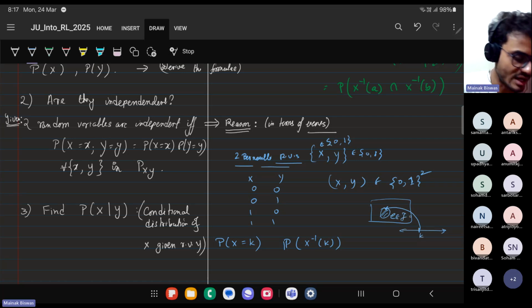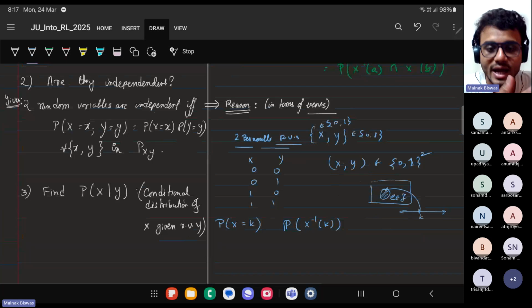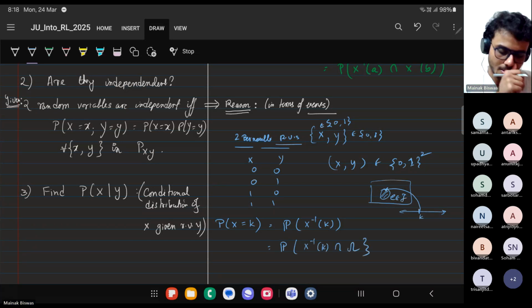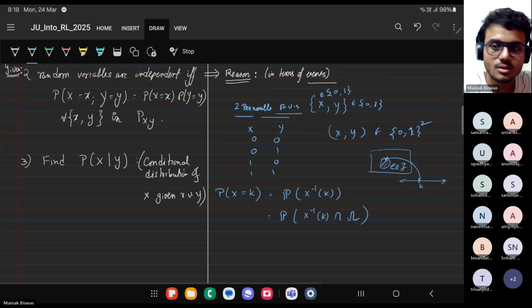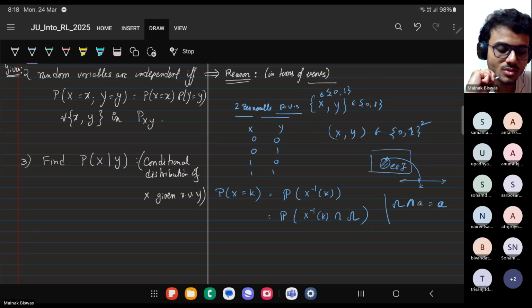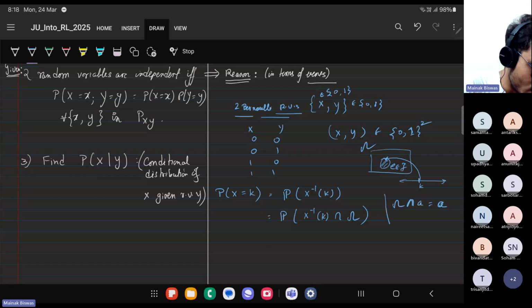Fine. So now I have to introduce a y. That's what I'm trying to say. So if I introduce a y, can I write this as x inverse of k intersection of omega? Can I write this? Right? The omega is the entire set. Intersection with any set A will just be A. Yes or no? Fine. Because this is omega. Yes.